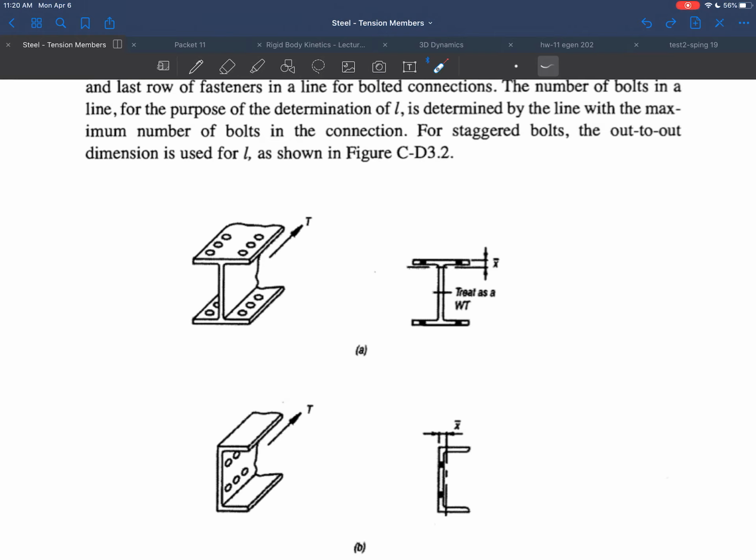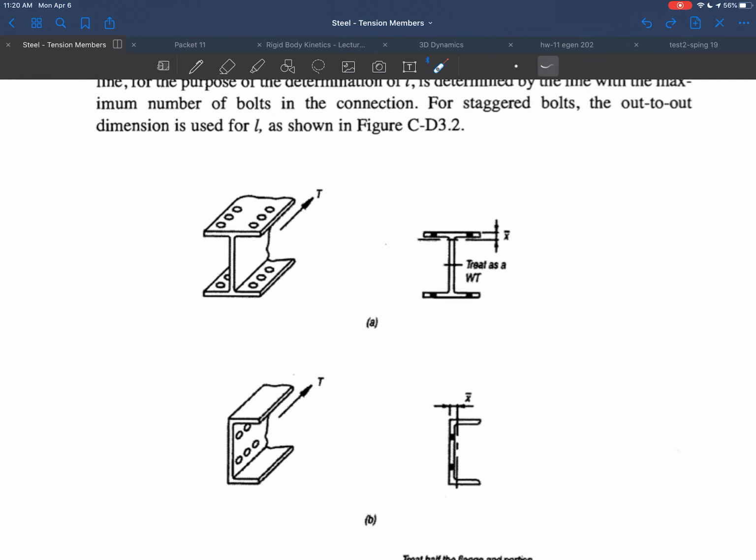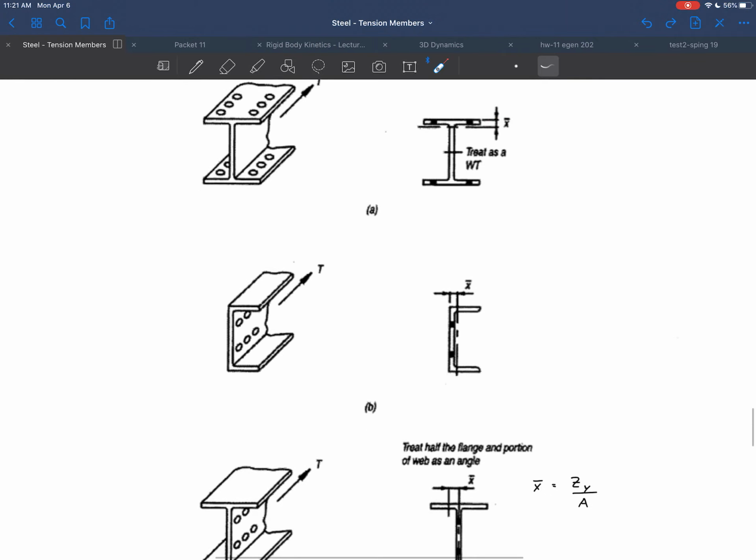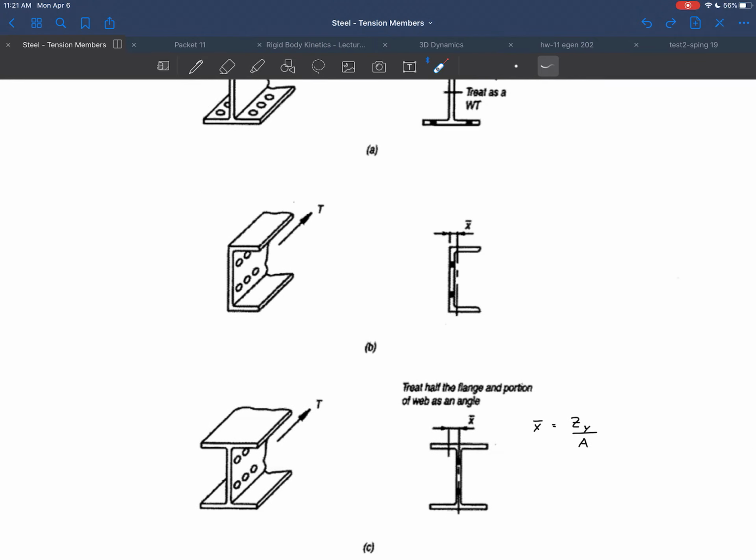But so here's a case. If I was transferring load from a wide flange to something else, and I've just attached the flanges, right? I treat this thing as a WT section, and I look at what X bar is for a WT section, right? And that's what I use for my X bar, okay? If I had a channel like this, I use X bar as just the centroid of the channel. It's the centroid of this channel, so it'd be over here someplace, and that's how you calculate what the X bar is for that.